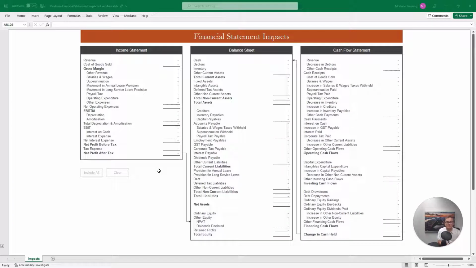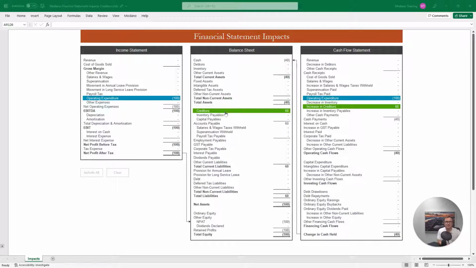So let's first look at the impacts of creditors within a three-way financial model before we dive into our example. Now, creditors is simply an adjustment to the balance sheet and the cash flow statement and does not affect the P&L of a business. Using $100 of operating expenditure as an example, if a business incurs $100 of expenses but only pays $40 in cash during a certain period, we would then need to adjust for the remaining $60 which is still owed by the business. This adjustment occurs within the creditors balance in the current liabilities of the balance sheet.